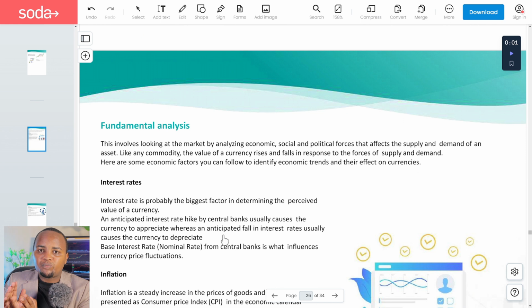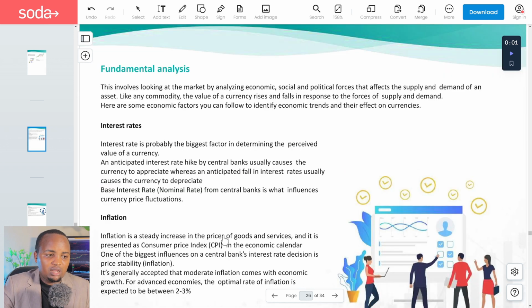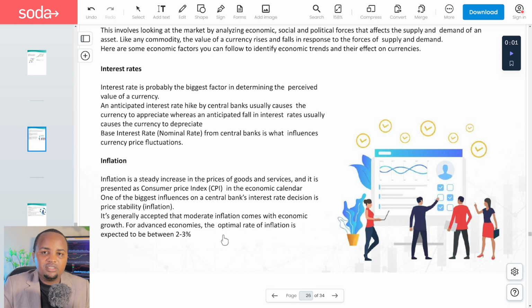Now we have something that we call the CPI. CPI means Consumer Price Index. So that is a rate that measures how consumers are consuming at prices from the market. So this is the CPI. If the CPI is high, that means the consumers have money and they are buying a lot of things from the market, and there is a high chance that the prices of commodities are rising.